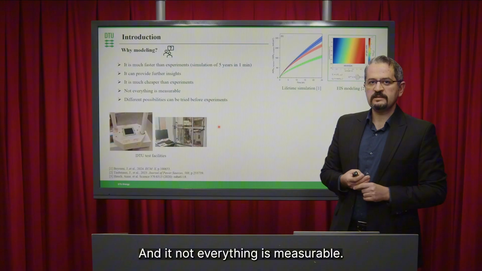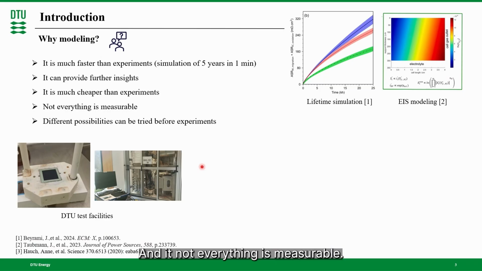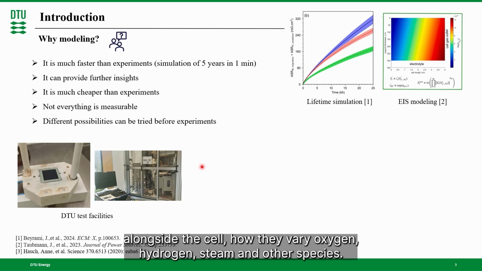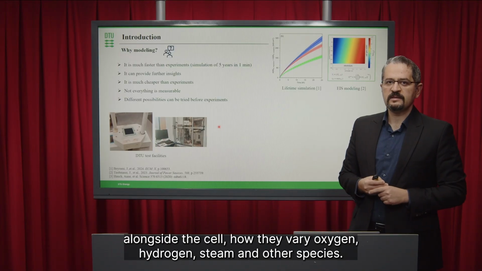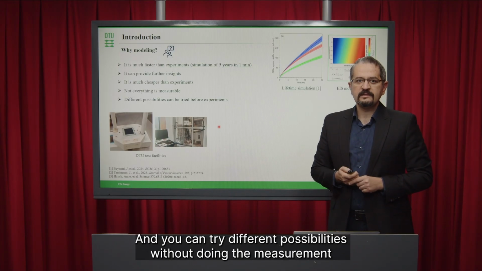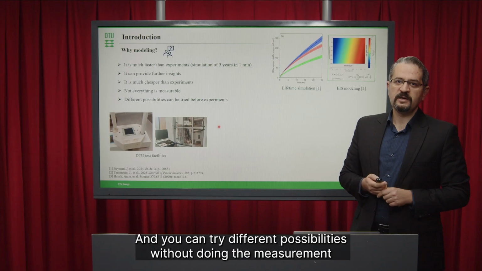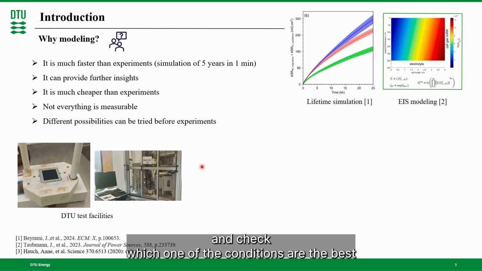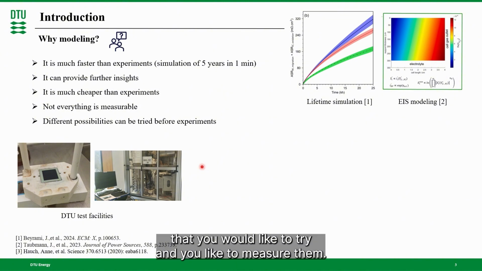And not everything is measurable, so you cannot really measure the variation of the species alongside the cell, how oxygen, hydrogen, steam, and other species vary. And you can try different possibilities without doing the measurement and check which of the conditions are the best that you would like to try and measure.